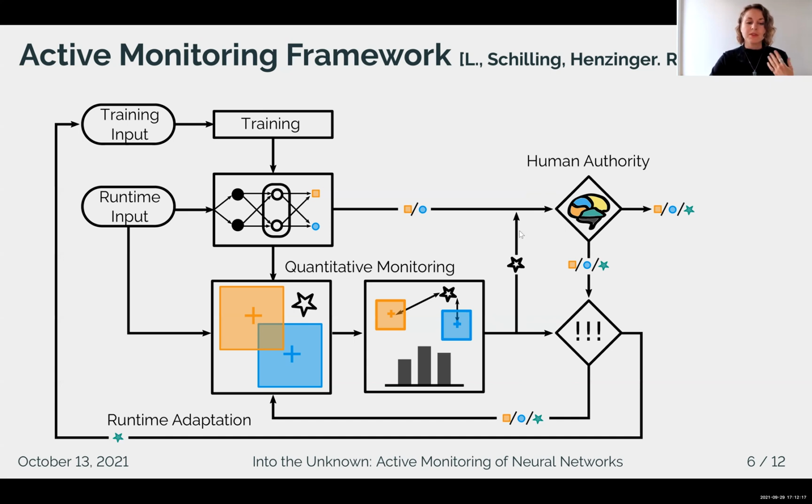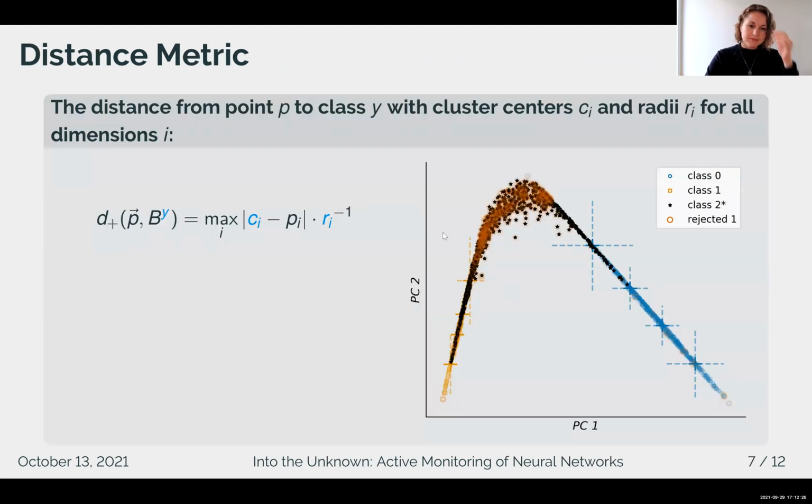Let me show you an example of a metric that we use to identify whether the novelty is novel enough, so to say. For example, this is the distance metric that we noticed performs the best for our approach. But of course, other metrics can be introduced and easily integrated into this framework. So in this case, let's say that we look at principal components of the neural evaluations for two classes. This is the orange class and the blue class.